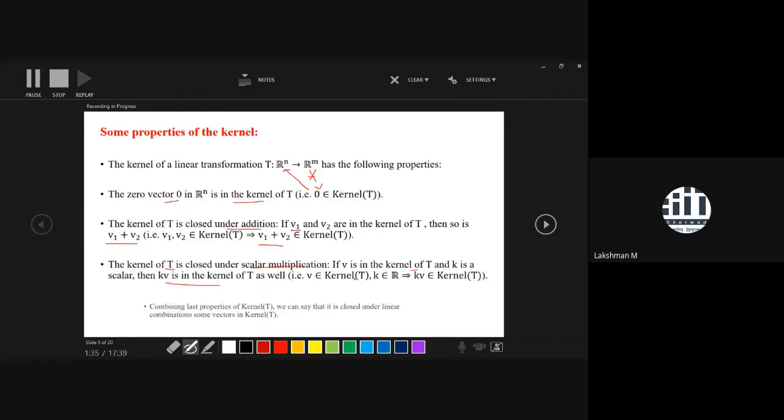So in total, we can say that kernel is also closed with respect to linear combination of some vectors. Remember, linear combination of some vectors in the kernel of T. Not all vectors, some vectors. Yes, some vectors are very important. You can find those vectors. We will call them spanning vectors. Later we will give them the name basis vectors.